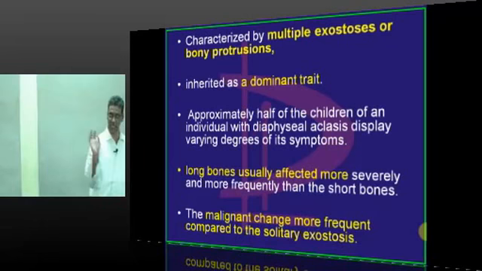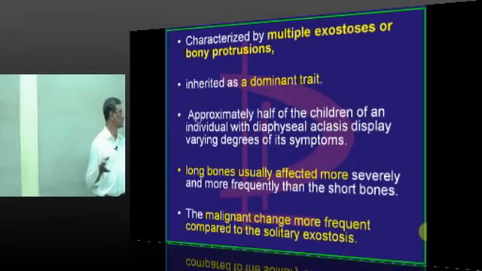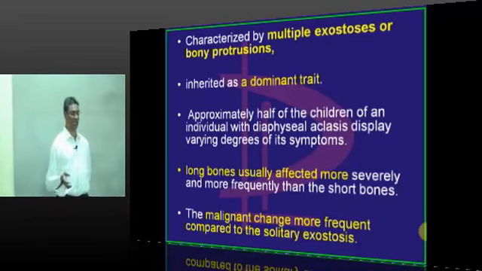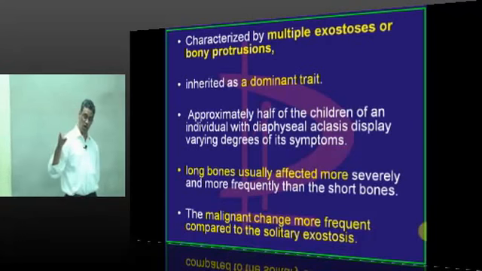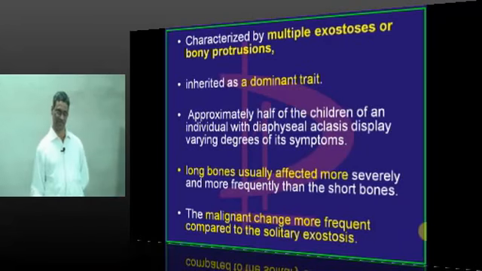It is characterized by multiple exostoses or bony protrusions, inherited as autosomal dominant. Long bones are usually affected more severely and more frequently than short bones. Malignant change is more frequent when compared with solitary exostosis. Approximately half of the children of an affected individual may suffer from the same disease.